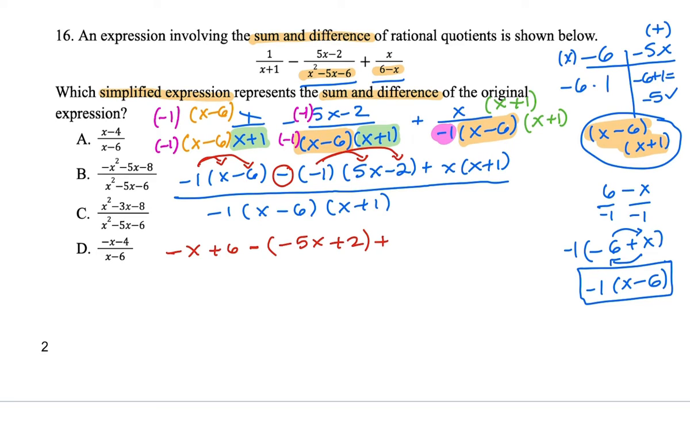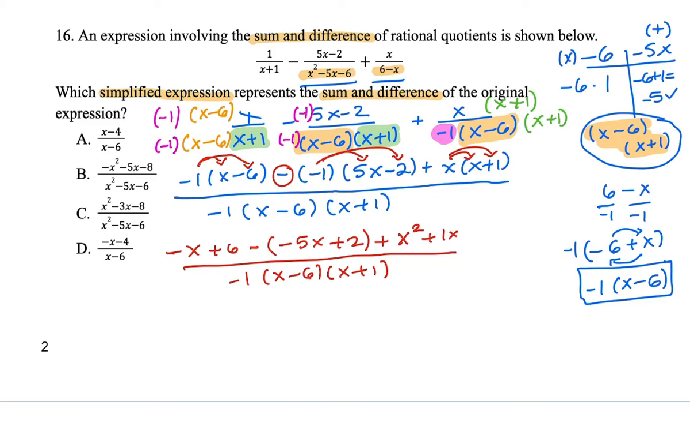You only really need to be aware of subtractions or negatives. So x times x is going to be an x squared, and x times 1 is going to be a 1x. Again, all of this continuing to be divided by the same denominator.